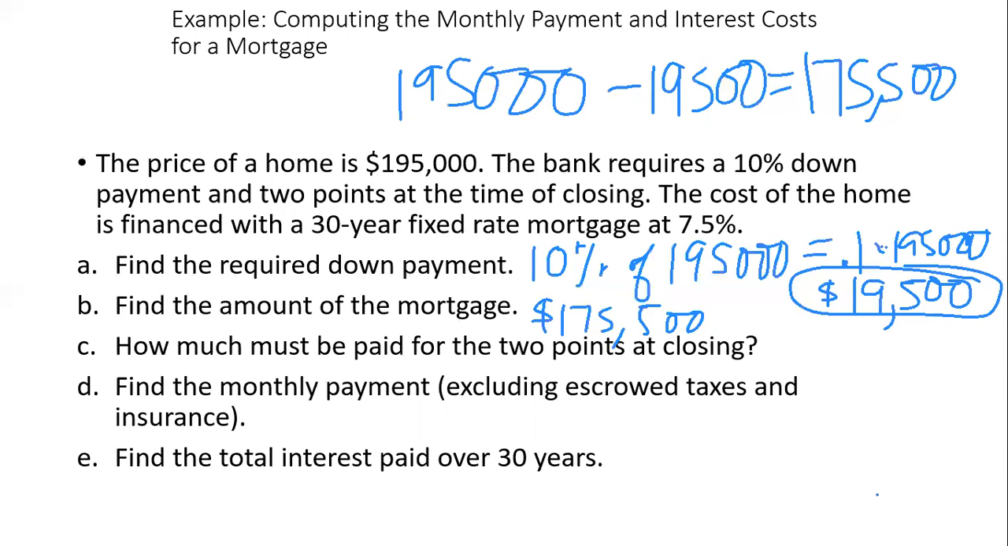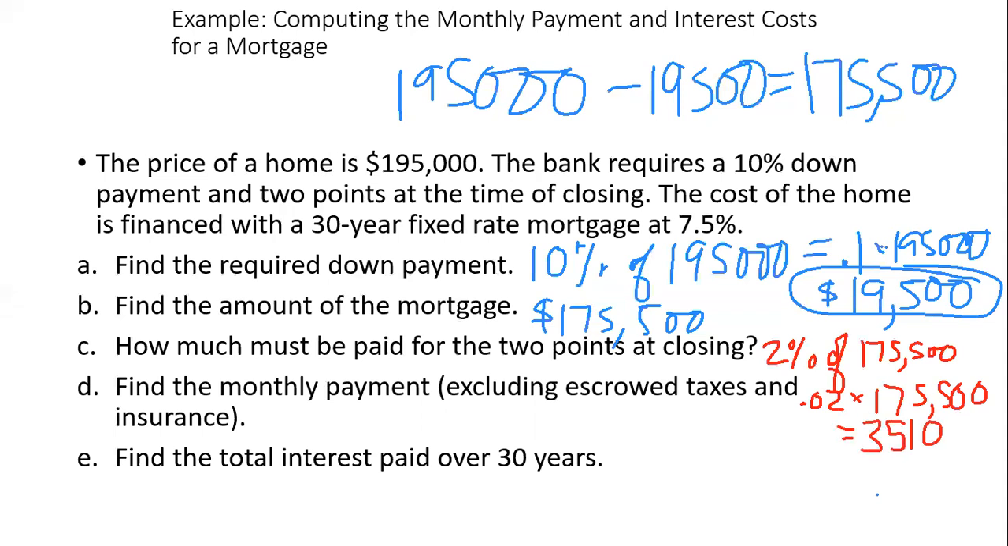So if you're getting 2 points, they said each point is 1% of the loan. So we're going to do what is 2% of the loan. Well, the loan is the $175,500. So change that to decimal. Of means multiply 175,500, and calculator says that's $3,510.